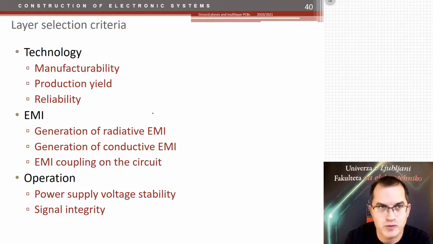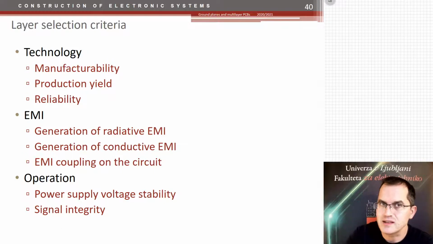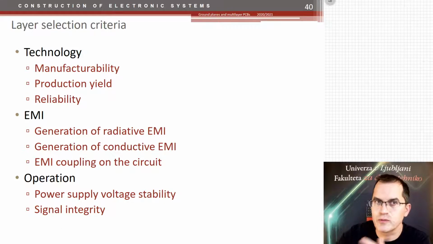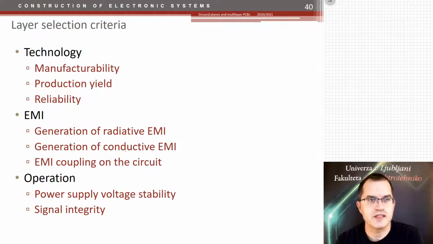What are the layers for, each of them? And what to use them for, whether we use planes or ground planes, power planes, how many? How is the coupling within the circuit from one track to another, from one signal to another, from power to ground, from power to signals to power? And how the PCB operates, how stable is the power supply voltage, and about the signal integrity of all the high-speed tracks, such as, for example, the impedances of the tracks and all that. So let us go now through these criteria.